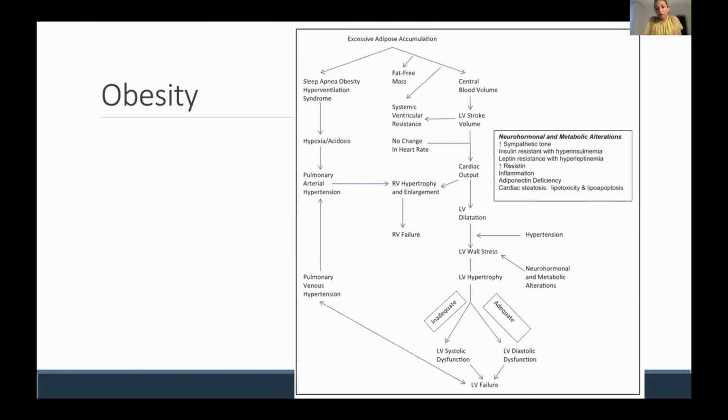And this is basically showing the mechanism for how obesity leads to multiple changes that over time lead to the development of cardiomyopathy, important ones being increased circulating blood volume and development of sleep apnea and hyperventilation syndrome. This over time leads to hypoxia, acidosis, PH, RV enlargement and hypertrophy, and RV failure.